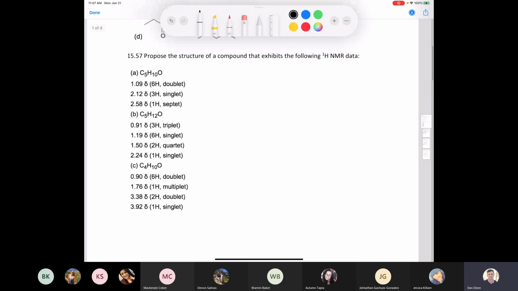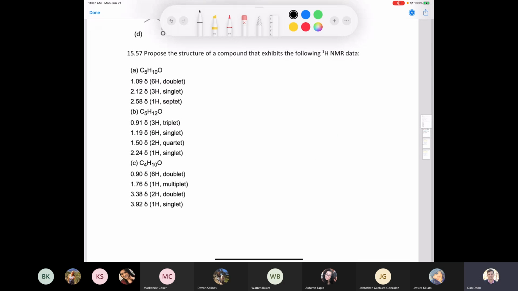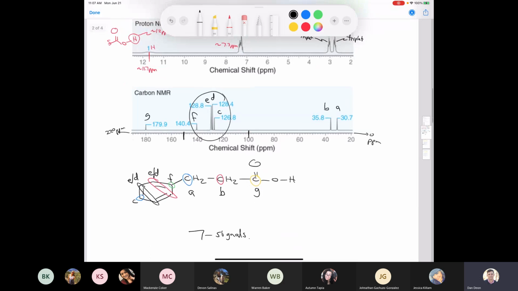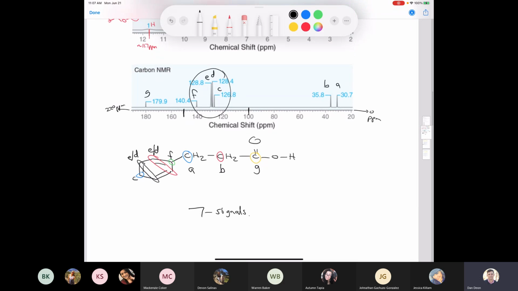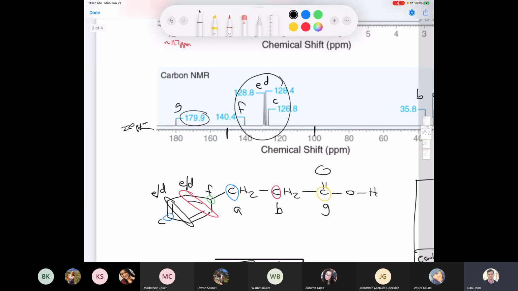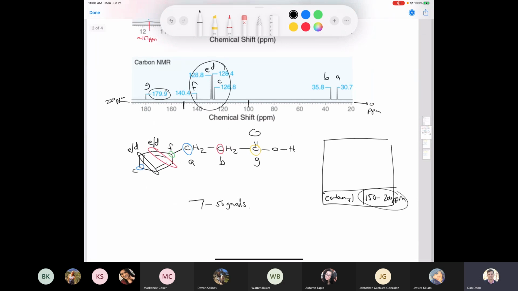Let's take a look at something that's maybe a little simpler. And we'll take a look at how do we know that G was the carbonyl? Because if you look at the table of carbon NMR shifts, you see that in that table, down at the bottom, it says carbonyl is going to have a chemical shift of 150 to 200 ppm. So since G is at 179.9 ppm, it falls in that range, and G is the carbonyl carbon. Does that help?